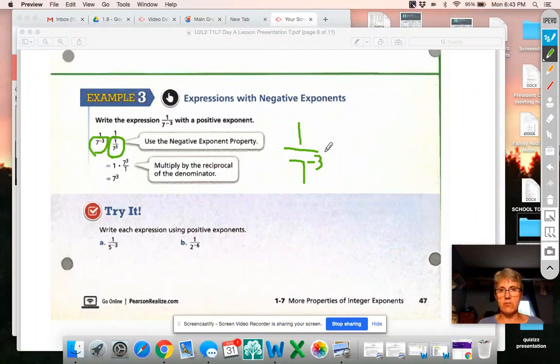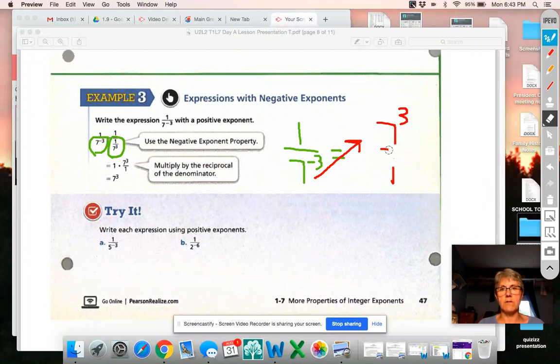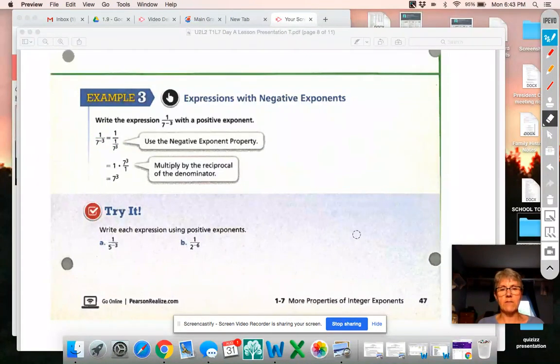But I've already shown you that this is the same as moving the whole thing up to the numerator. The base stays the same. The exponent becomes positive, and it's over 1, but you don't have to write over 1. You don't even have to write that. Right there's your answer. So that is the negative exponent property and the zero exponent property.